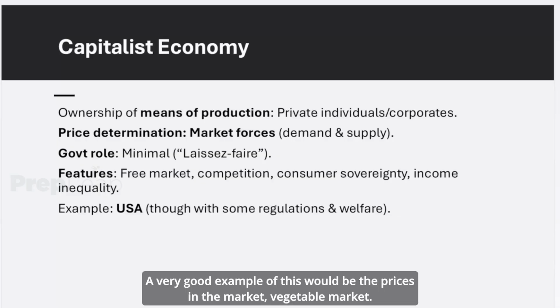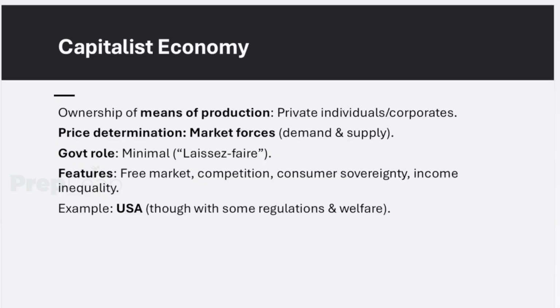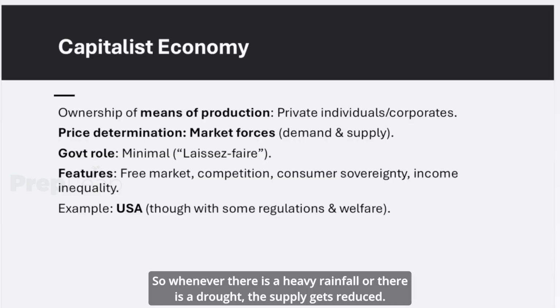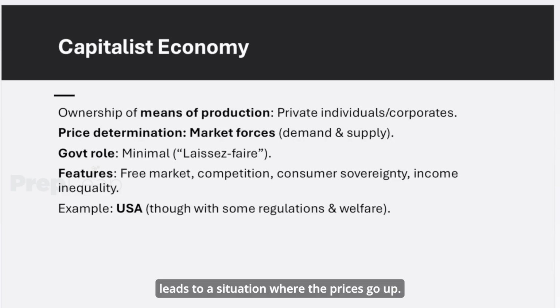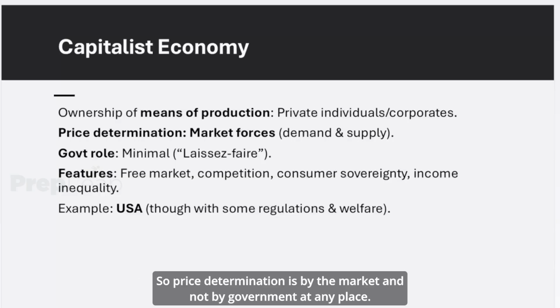A very good example of this would be the prices in the vegetable market. Whenever there is heavy rainfall or a drought, the supply gets reduced. In such a scenario, because the demand remains the same whereas the supply has gone down, it leads to a situation where the prices go up. So the market determines the price, and not the government at any place.